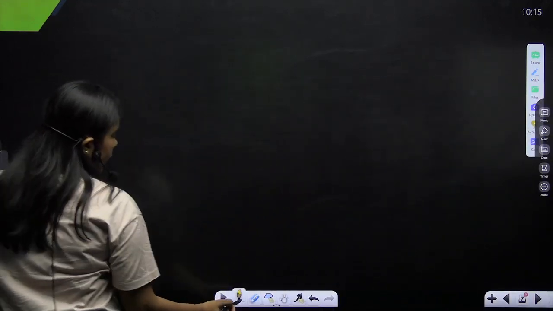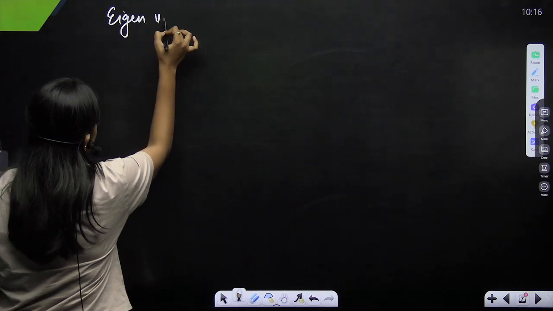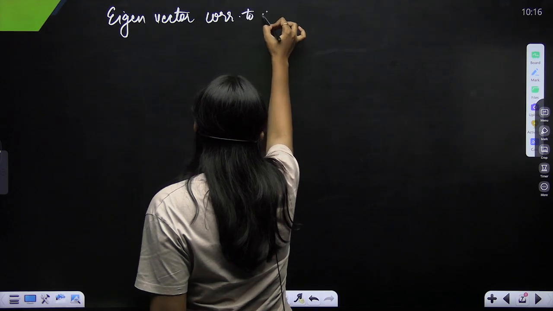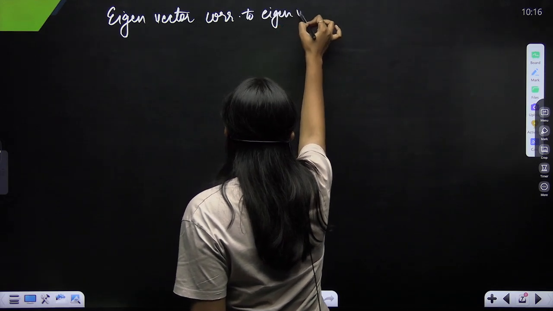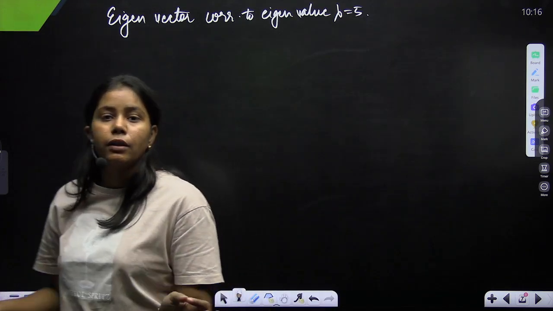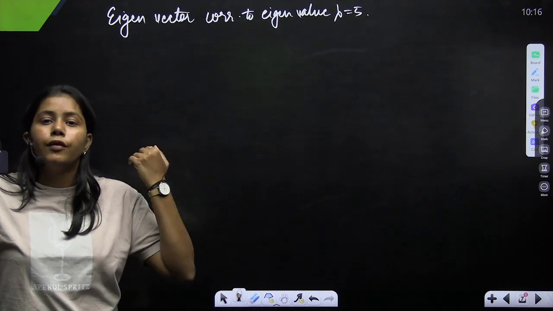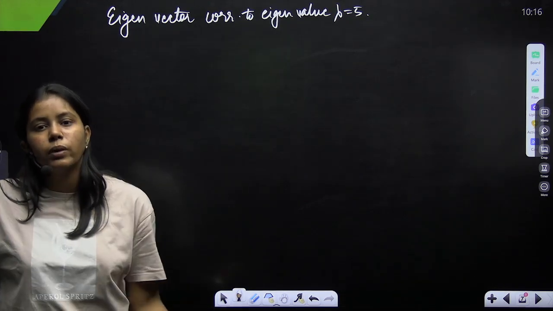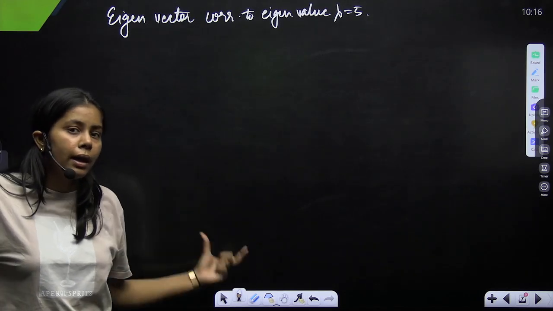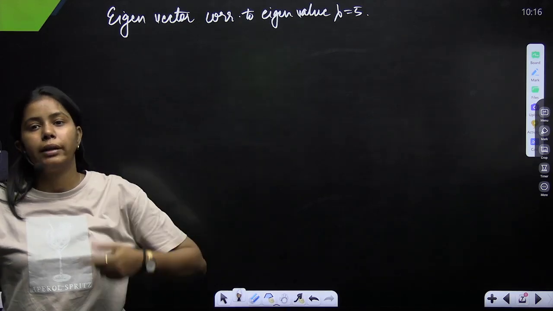Now I'll find the eigenvector corresponding to eigenvalue lambda equals 5. And if you try to solve it by taking any other value instead of lambda 2 and 5, you would get the vector as 0, 0, 0, 0. So infinitely many solutions are possible only for 2 and 5. For 2 and 5 you would get the eigenvector.